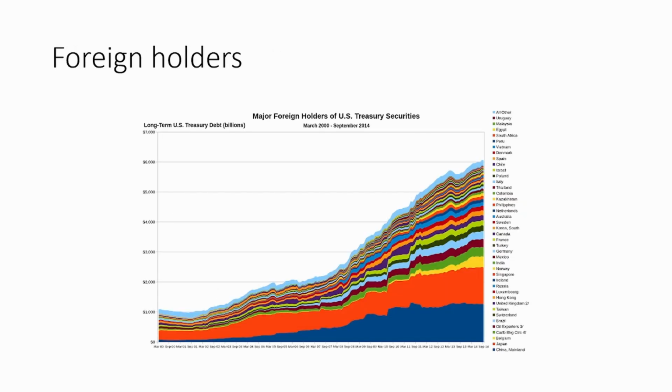Then you have foreign holders, right? Many countries hold US securities. The largest being Japan and China. Okay, China and Japan hold the massive share of it. Belgium, India, Hong Kong, Luxembourg, Russia, these countries also hold some part of it, but I think the majority comes from China and Japan.